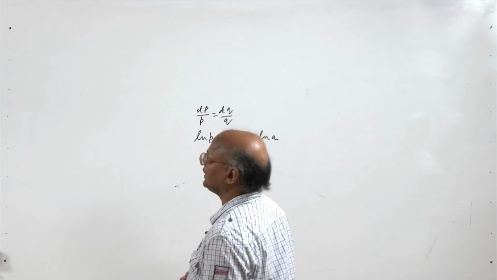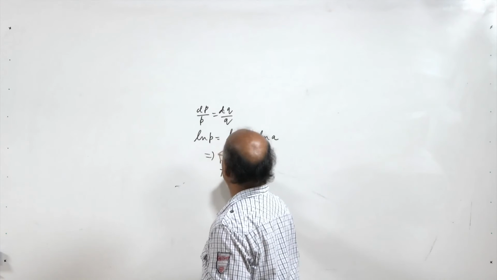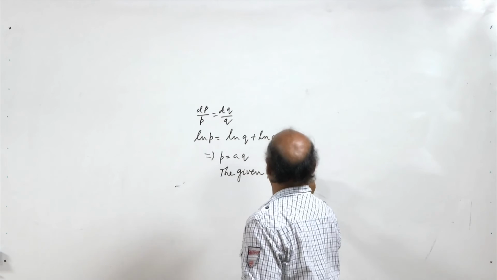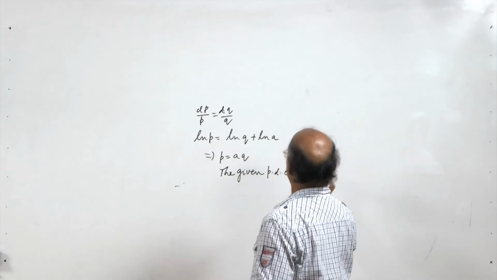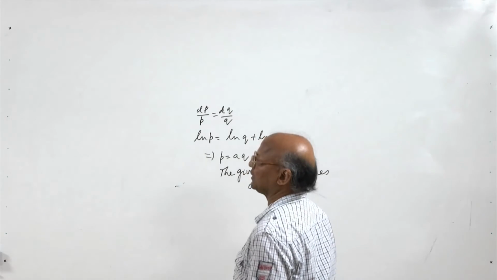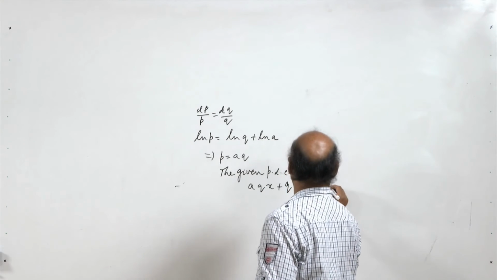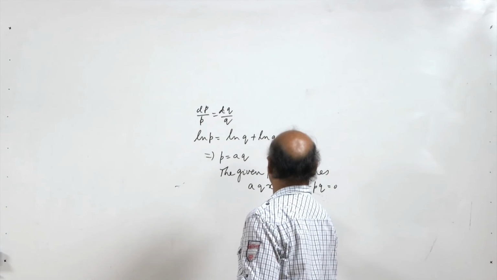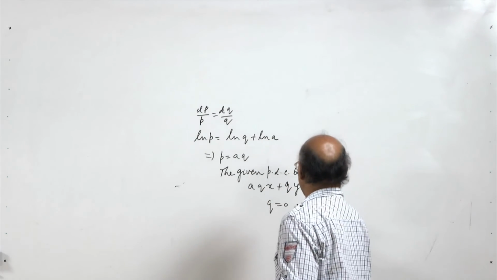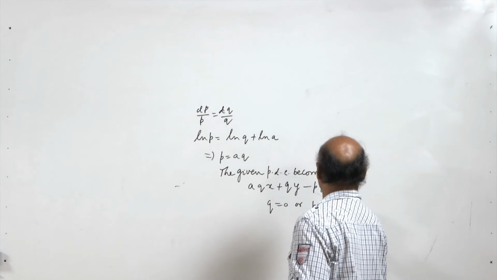So this gives p equal to aq. When p is equal to aq, the given equation becomes px, which means aqx, plus qy minus pq equal to 0. So this will give you q equal to 0, or p is equal to ax plus y.